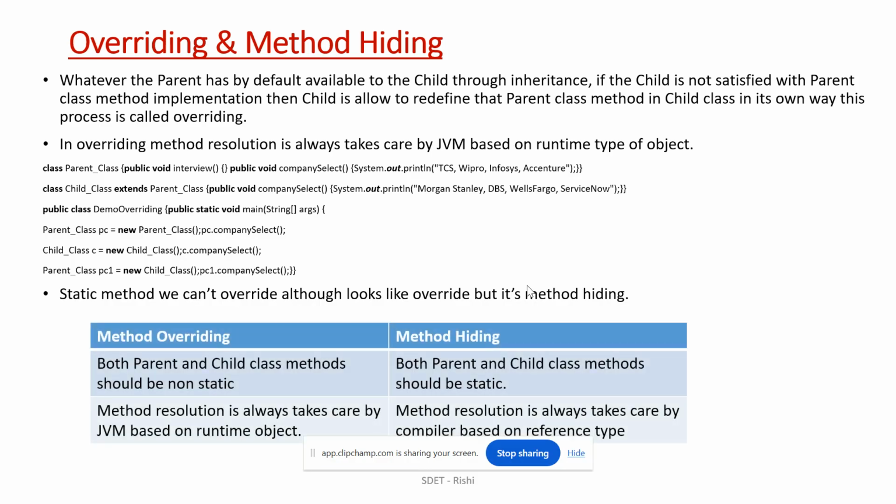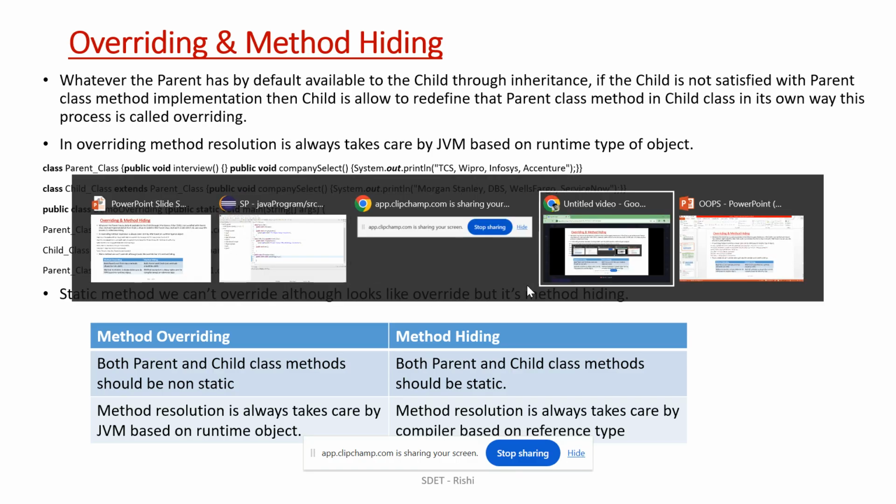In method overriding the method should be non-static, and in method hiding the method should be static only. Overriding, as we have said, is taken care of by the JVM based on the runtime type of the object, and method hiding is taken care of by the compiler on the basis of the reference type. So it is similar to method overloading. Let's take one example.